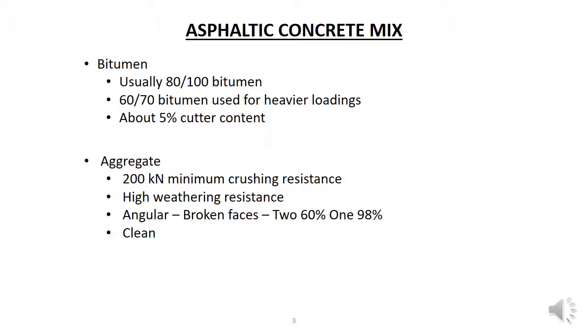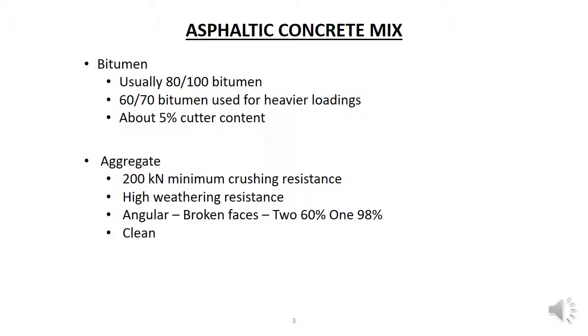The bitumen used in asphaltic concrete is usually a cutback bitumen. It is commonly an 80-100 mix for most roads or a 60-70 mix for roads with heavier traffic loads. Note that chip seal normally uses a 180-200 bitumen. We looked at these penetration grades under the bitumen topic.